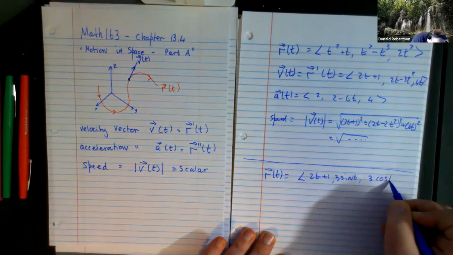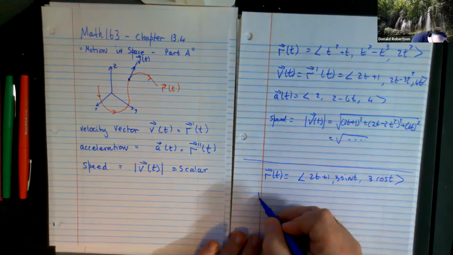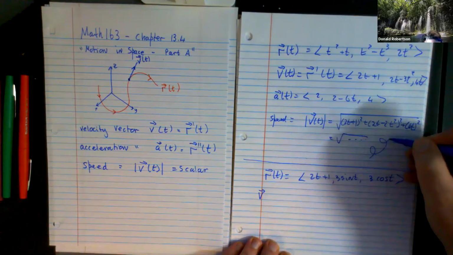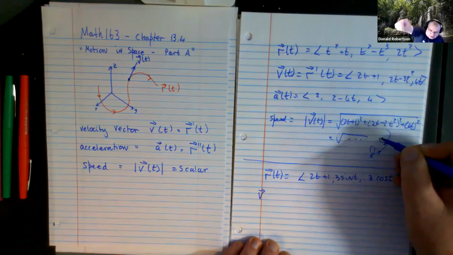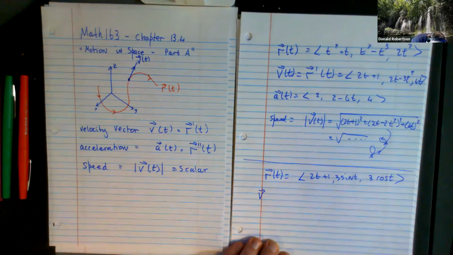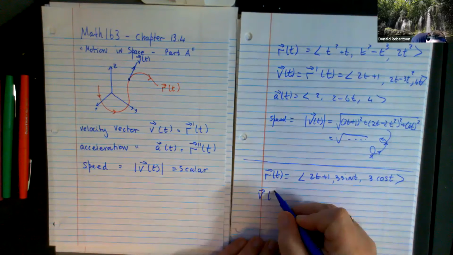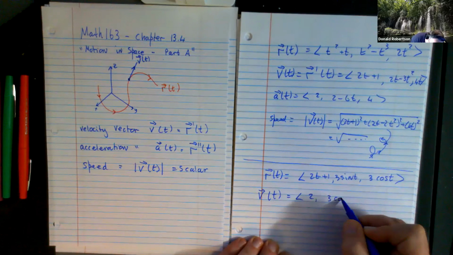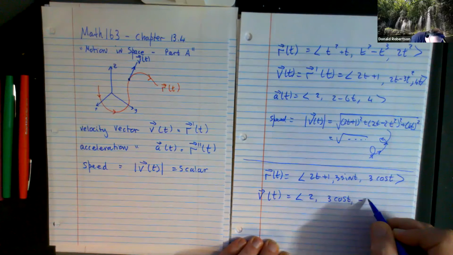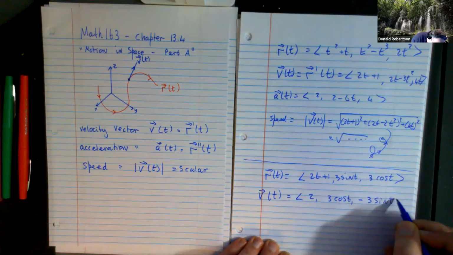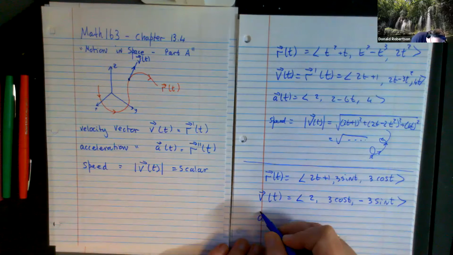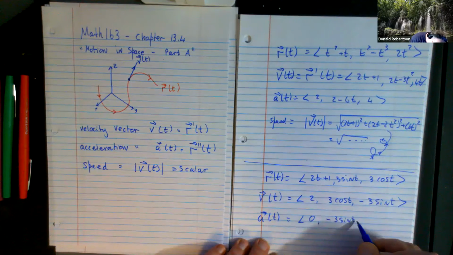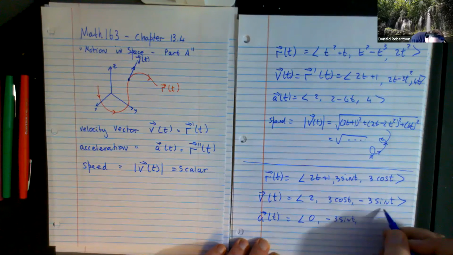So I know it's a helix. Can you imagine we have an object zooming around in a helix, spiraling upwards? The velocity at time t will be 2, 3 cosine t, and negative 3 sine t. The acceleration will be the derivative of this: 0, negative 3 sine t, and this fella here is negative 3 cosine t.